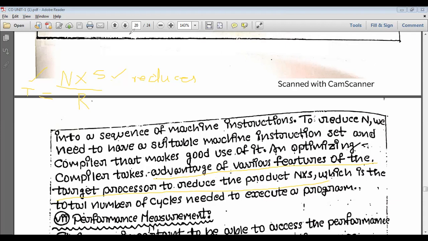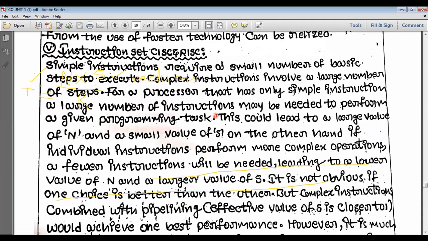This is one of the parameters. The next one, and the last one, is performance measurement. This will be discussed in the next class. So in this class, what are the parameters we learned that affect the performance?